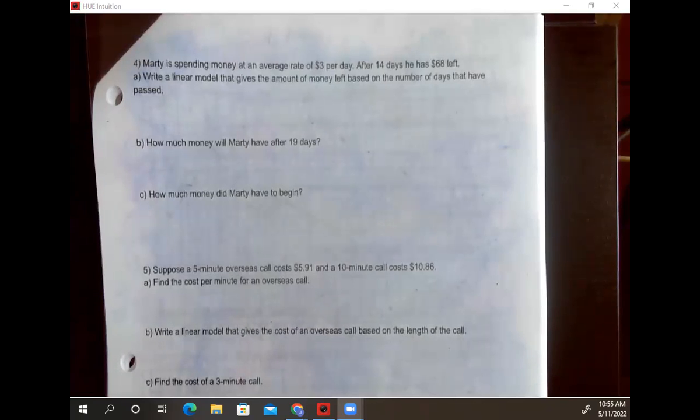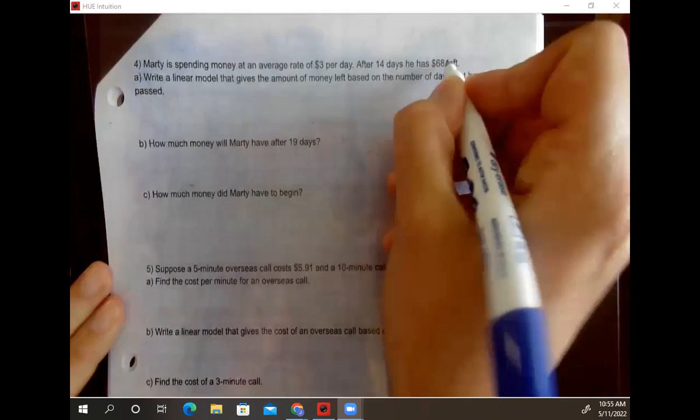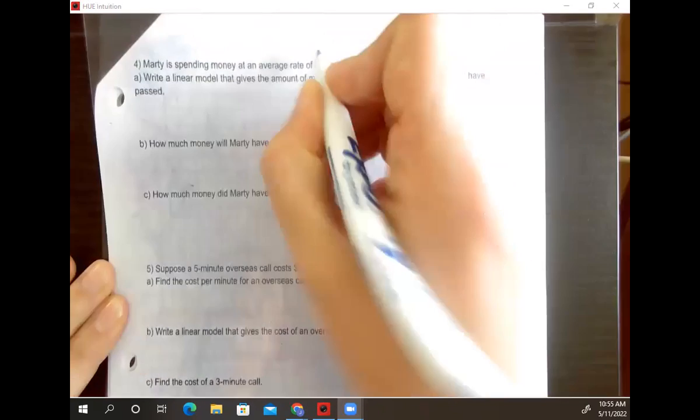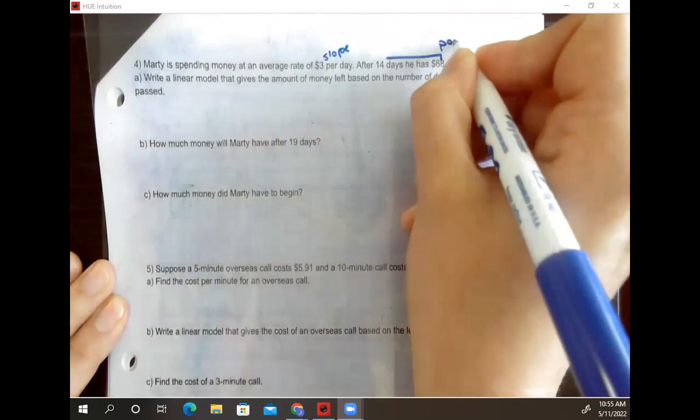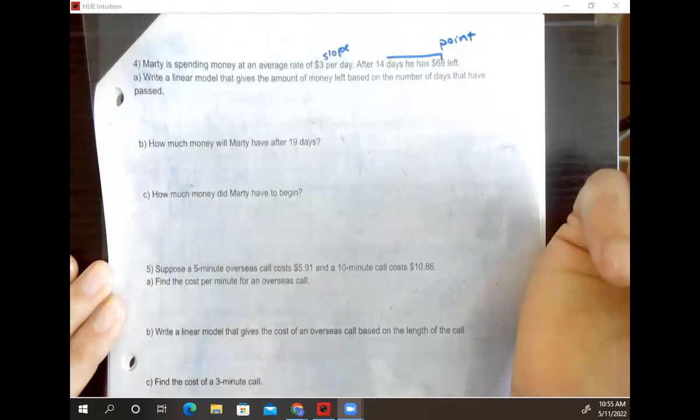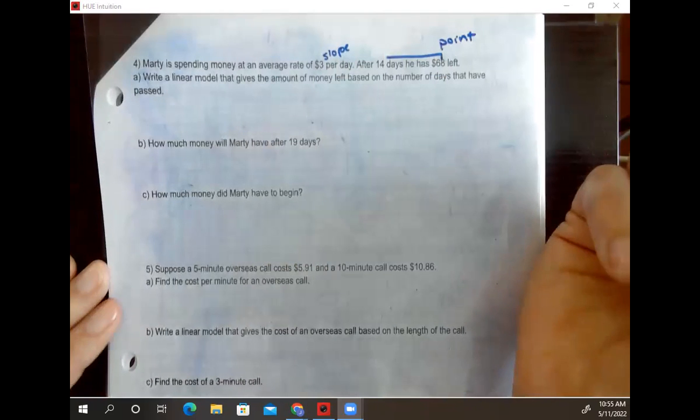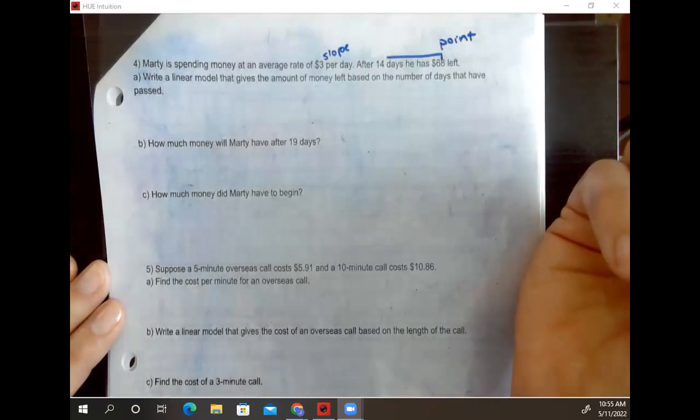Okay, so for number 4, it says Mary's spending money at an average rate of $3 per day. So that rate is always going to be our slope. So we have the slope here, but then it doesn't tell us how much money she started with. Instead, it tells us after 14 days, she has $68 left. So this acts like a point. So I've got my slope and I've got a point. So instead of using that slope-intercept y equals mx plus b setup, we're going to use our point-slope setup here.